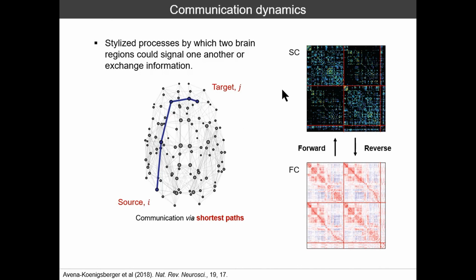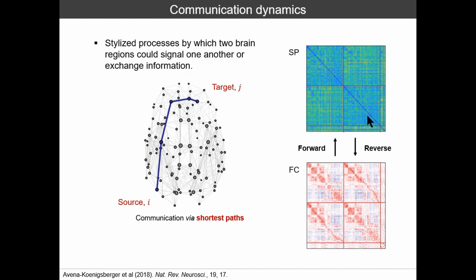And here is how this fits into our modeling approach. Before, we were trying to take the structure and make predictions about function. Let's replace the structure with some matrix, in this case the shortest paths matrix, that summarizes the communication dynamics, and ask, can we use this new measure of communication to make predictions about functional connectivity? So it's just substituting one for the other.